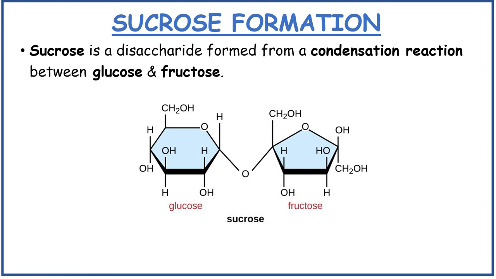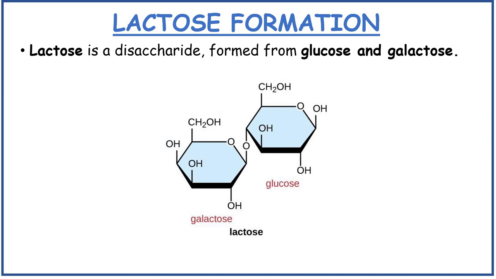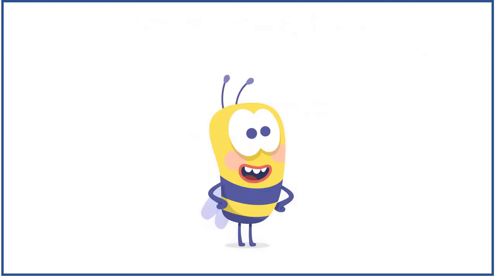Sucrose is a disaccharide formed from a condensation reaction between glucose and fructose. And lactose is a disaccharide formed from glucose and galactose. And that is the introduction to monosaccharides and disaccharide formation.